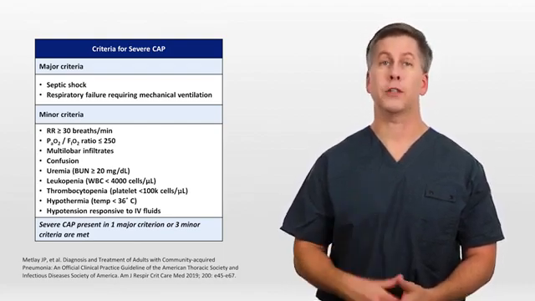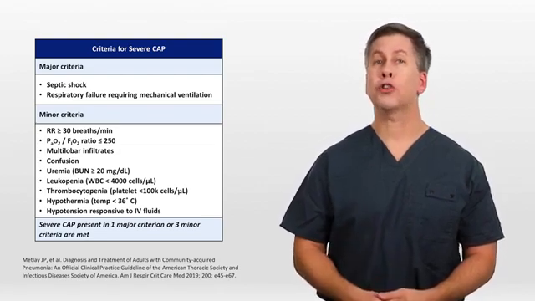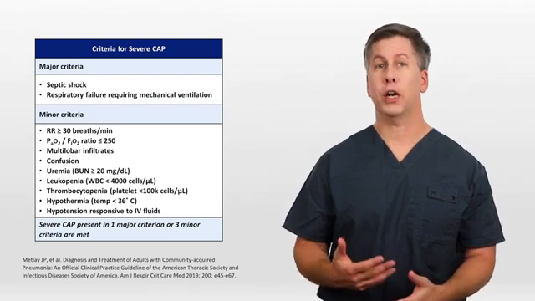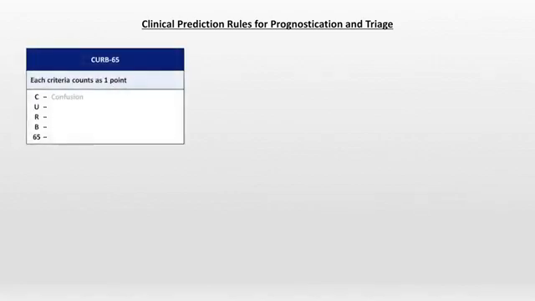In addition to the severe CAP criteria, there are 2 clinical prediction rules that are frequently used for prognostication and triage. The simpler one is called CURB-65, which is an acronym: C for confusion, U for uremia, R for respiratory rate, B for blood pressure, meaning hypotension, and patient age of 65 or more.